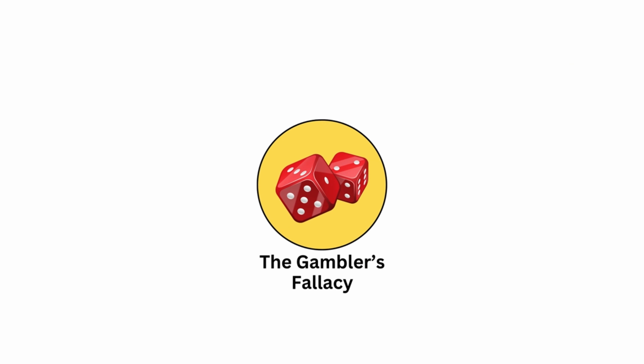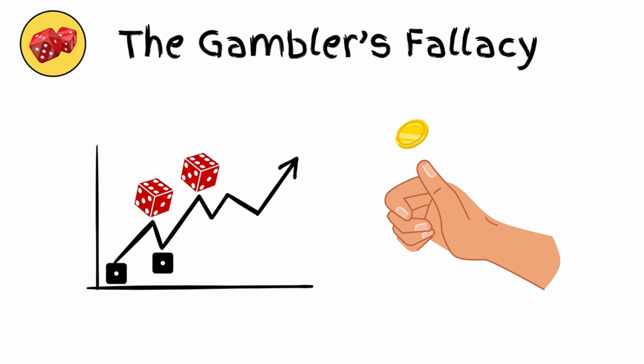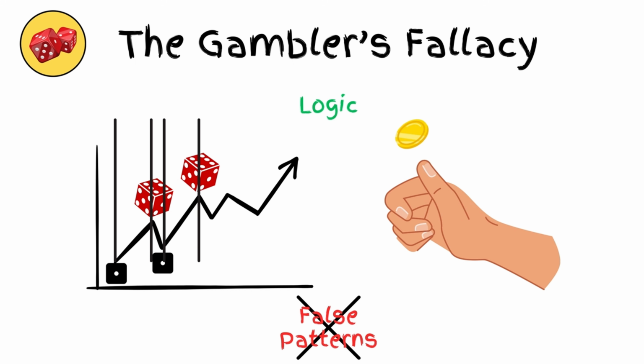The gambler's fallacy. The gambler's fallacy occurs when you believe past events influence future outcomes, particularly in random situations. For example, thinking you're due for a win after losing several coin tosses. Remember that each event is independent in random scenarios. This way, you'll base your decisions on logic, not false patterns.